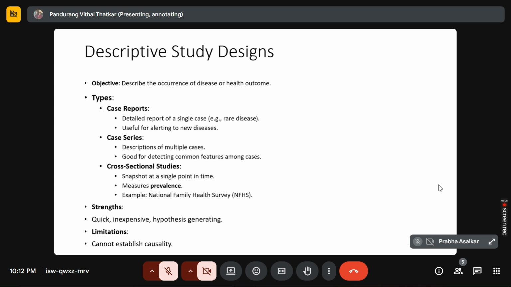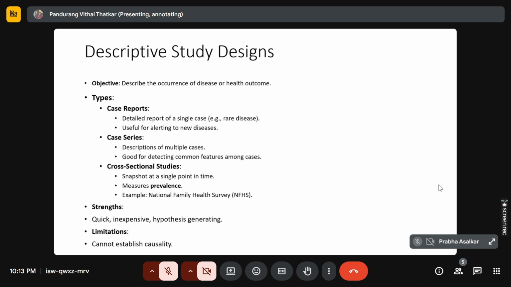The objective of descriptive study designs is to describe the occurrence of disease or health outcome. The types are case reports or case series and cross-sectional studies. A case report is a detailed report of a single case, for example, a single case of a rare disease, useful for alerting to new diseases. The case series is a description of multiple cases. It is good for detecting common features among the cases.